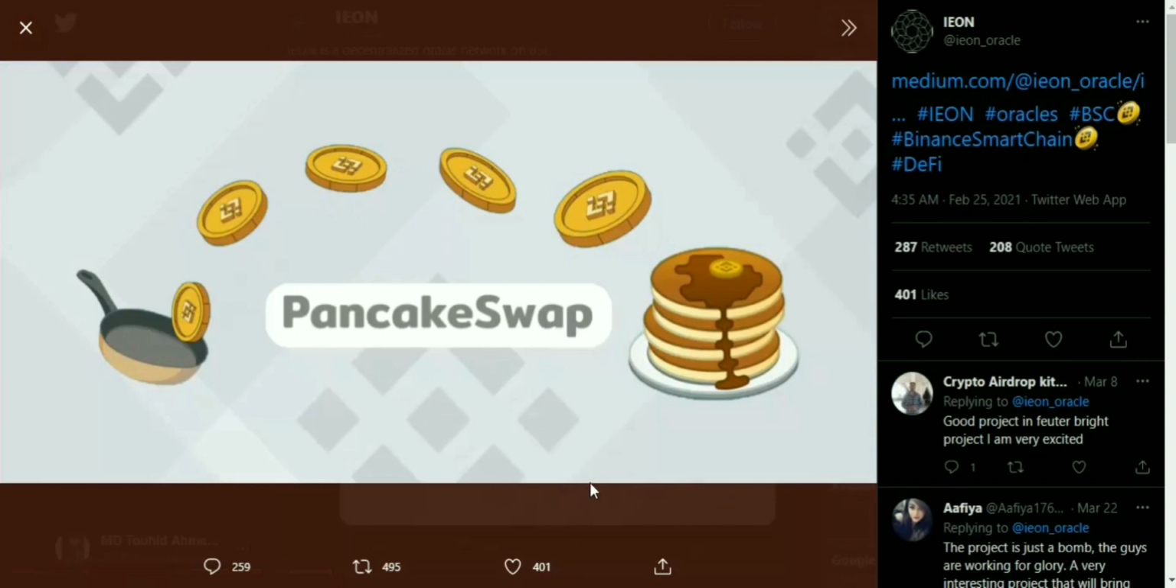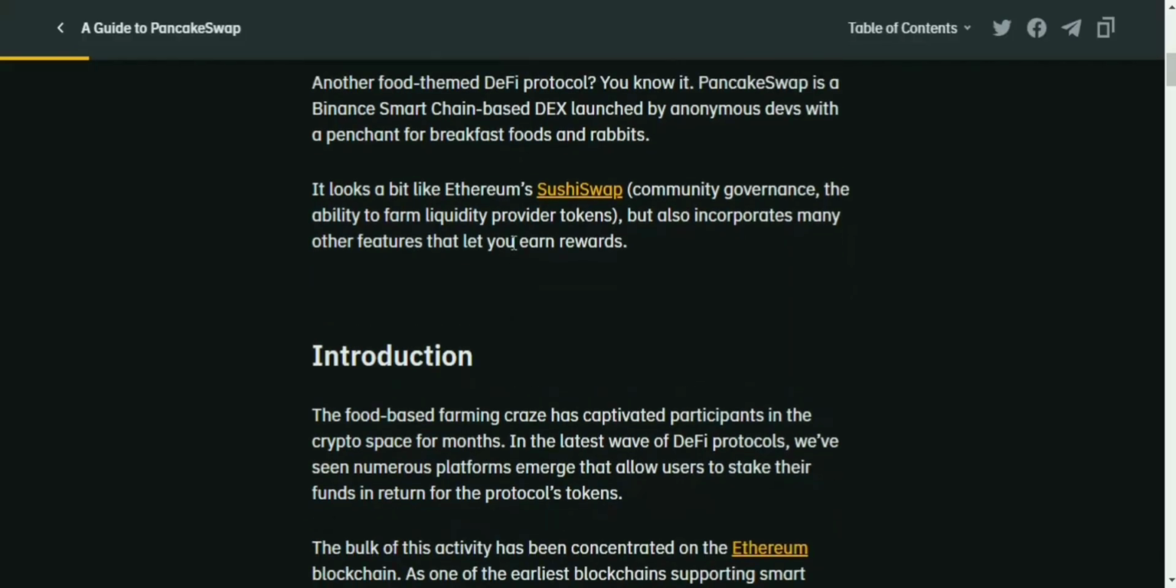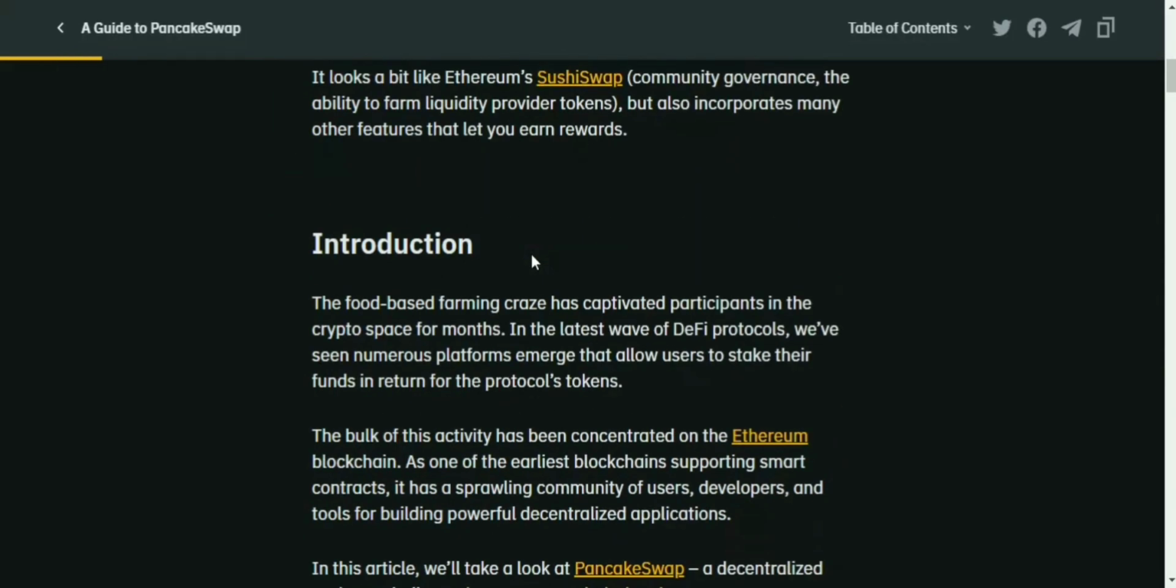Familiar with Uniswap or SushiSwap? Then you will have no issues grasping PancakeSwap. They are quite similar in their core design. The PancakeSwap exchange uses an automated market maker, AMM, model.